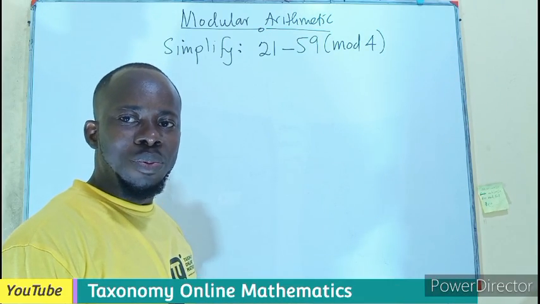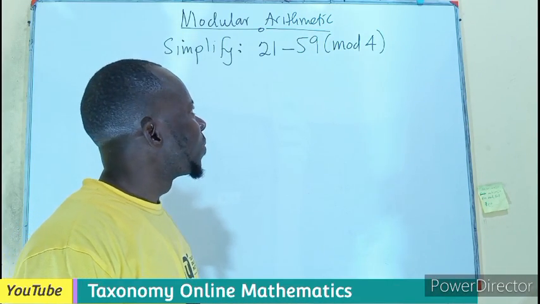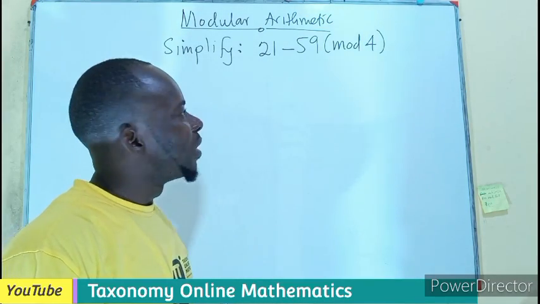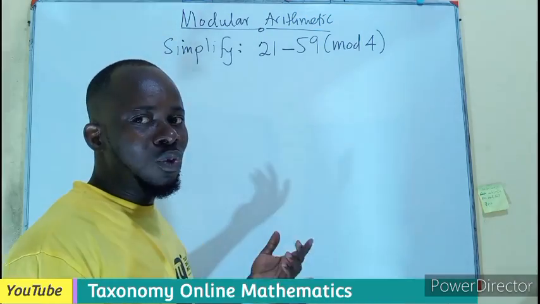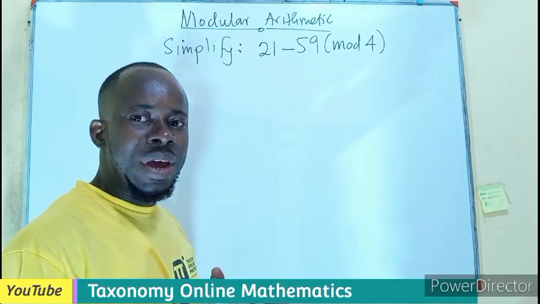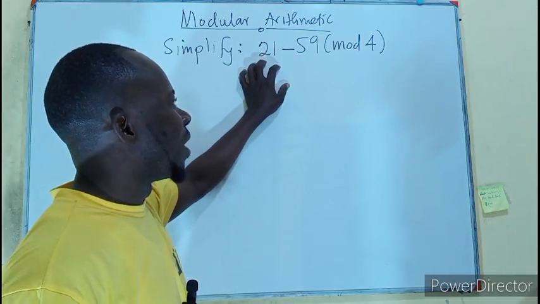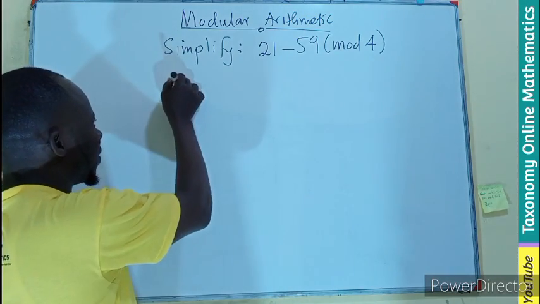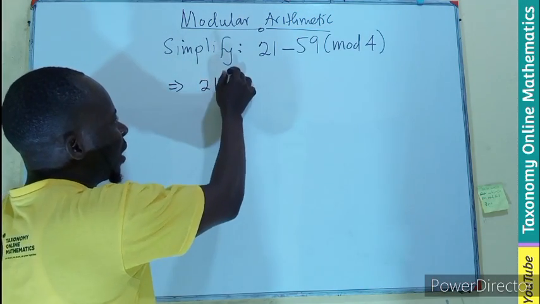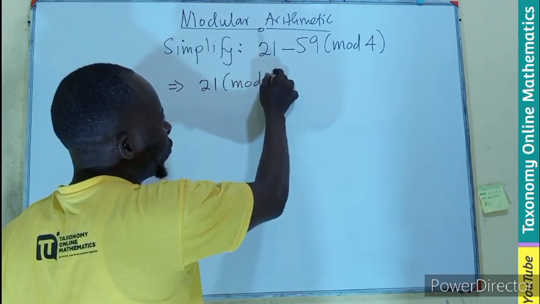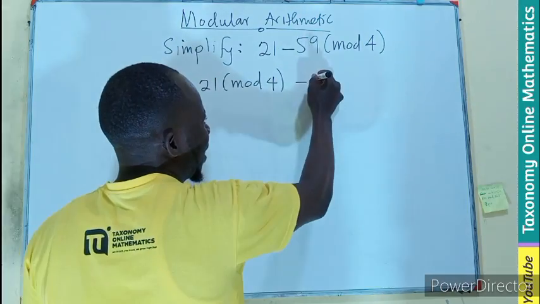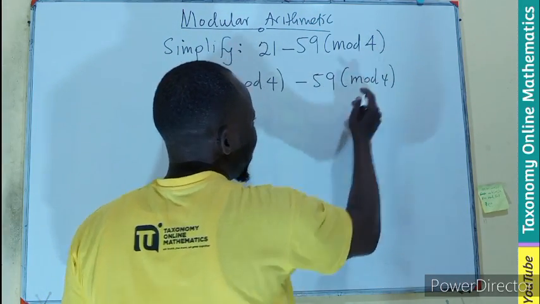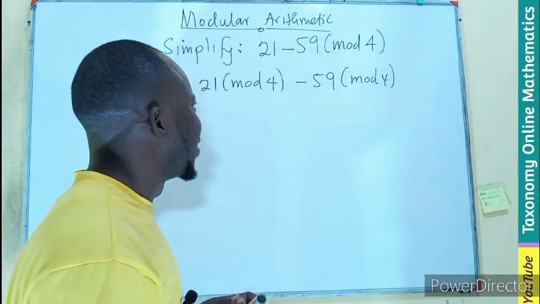Let's perform this operation under modulus: 21 minus 59 in the mode of 4. How do we get that? There are two ways we can do that. One way is to pick each of the numbers and operate it against the mode. In this case, I'll have 21 in the mode of 4, then minus 59 in the mode of 4. Then I subtract the two answers.